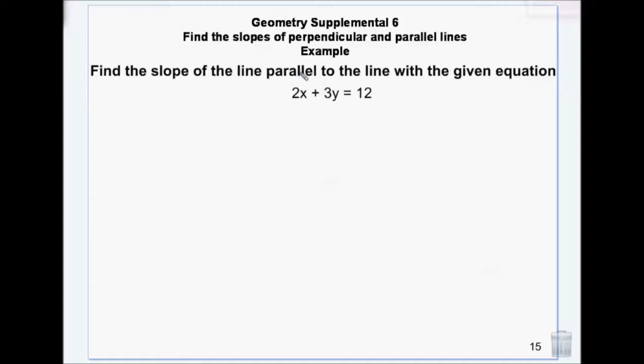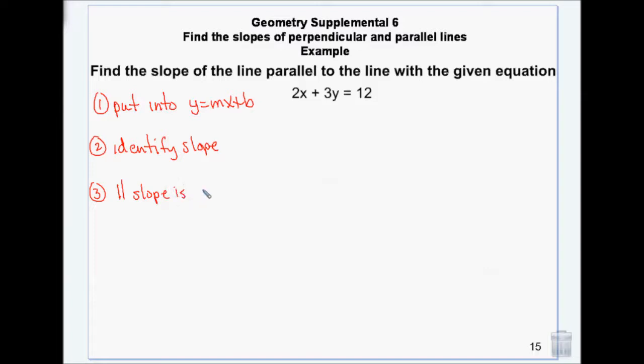If we want to find a slope of a line parallel to this line, the first thing we need to do is put our line into y equals mx plus b form so that we can identify the slope. And then the parallel slope we want is the same. And if we are asked to find the perpendicular slope, it is the negative reciprocal, or opposite and upside down.